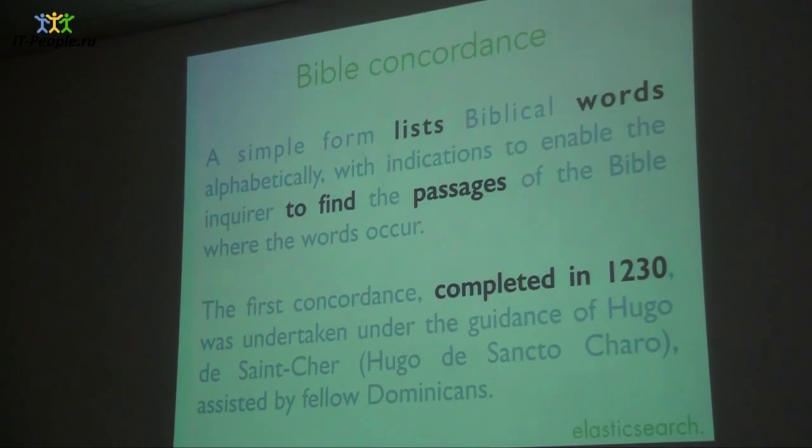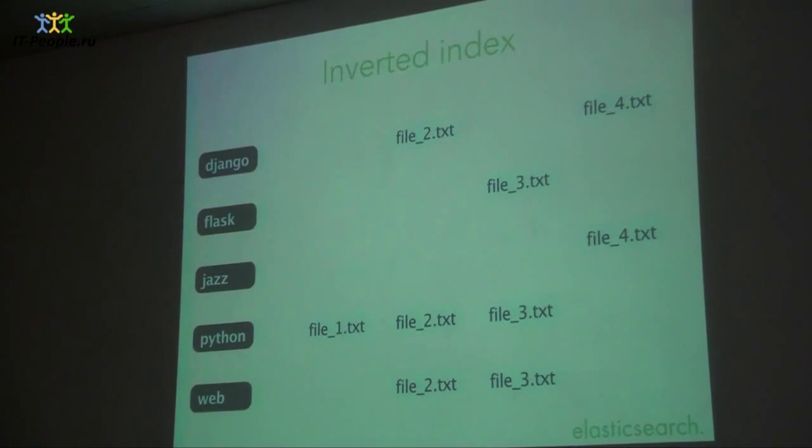So how would that look in the modern day and age? Let's see an example of an inverted index here. We have a few documents that concern themselves with various subjects, and I've taken all the words that are in these documents and sorted them alphabetically. And then for each of them in the rows, I have the files which contain them. So Django is in file 2 and file 4, Flask is in file 3, and so on and so forth.